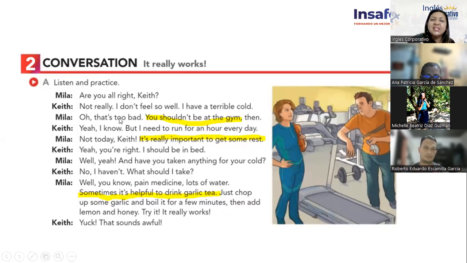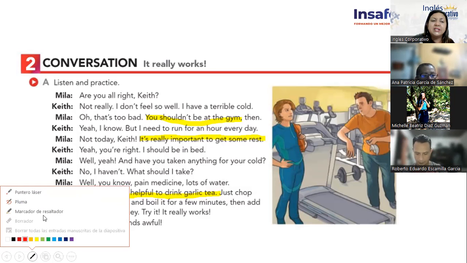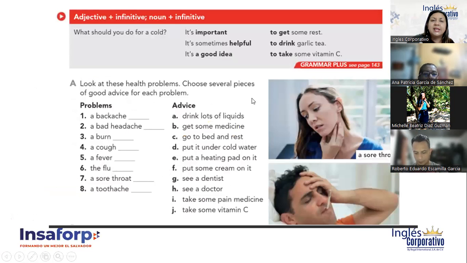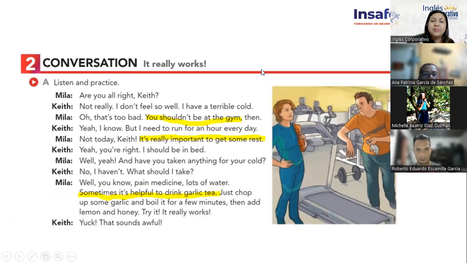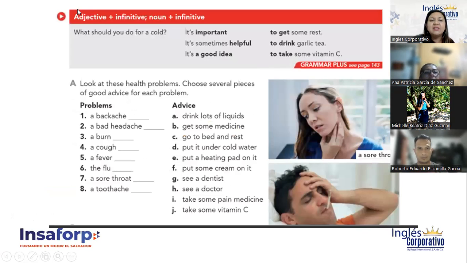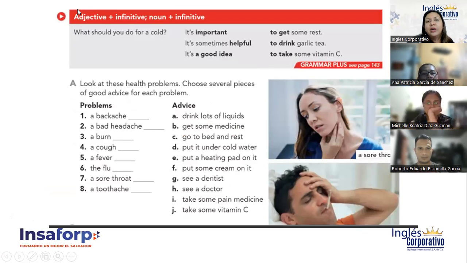But also we can say it using these expressions. It's really important to. It's helpful to. It's really important to get some rest. It's helpful to drink garlic tea. So that's what we are going to study from this conversation. So now we have adjective plus infinitive or noun plus infinitive.